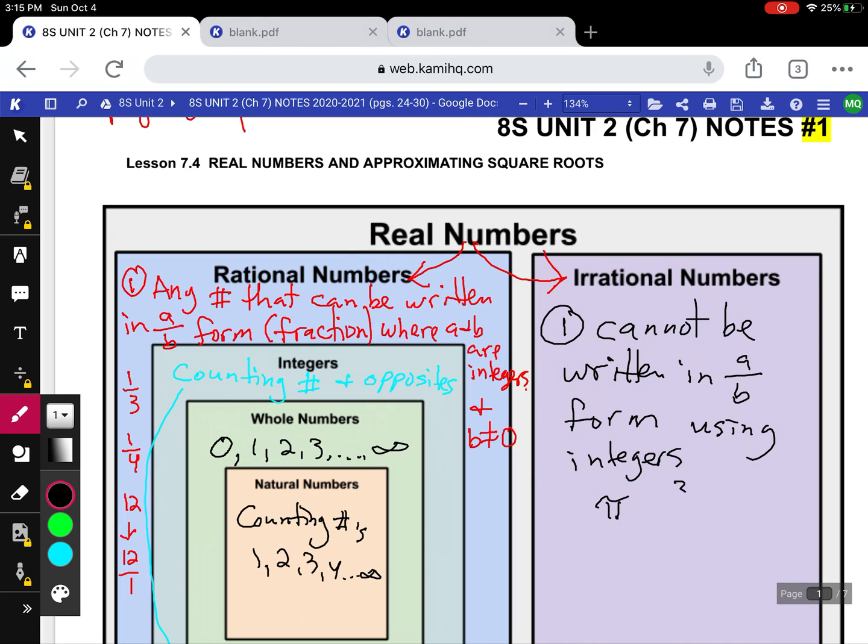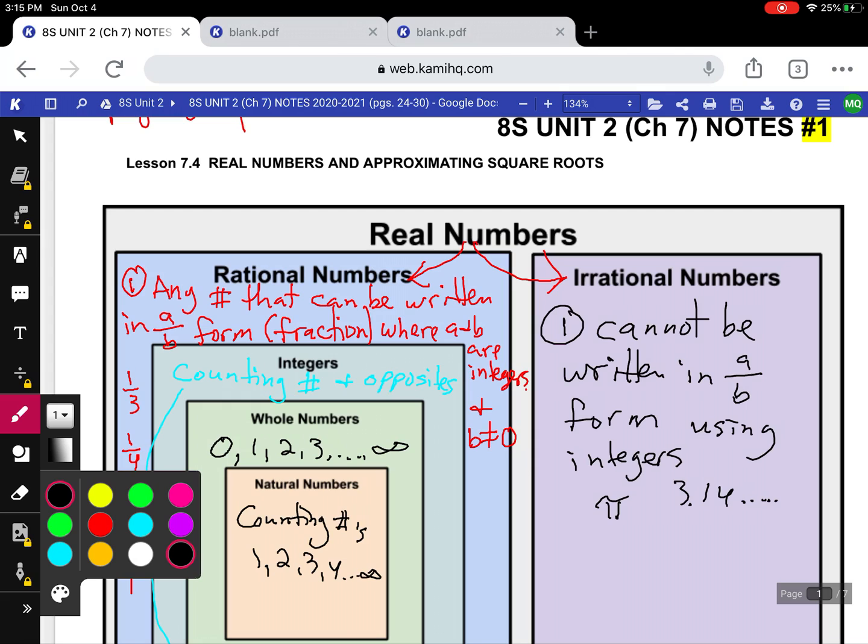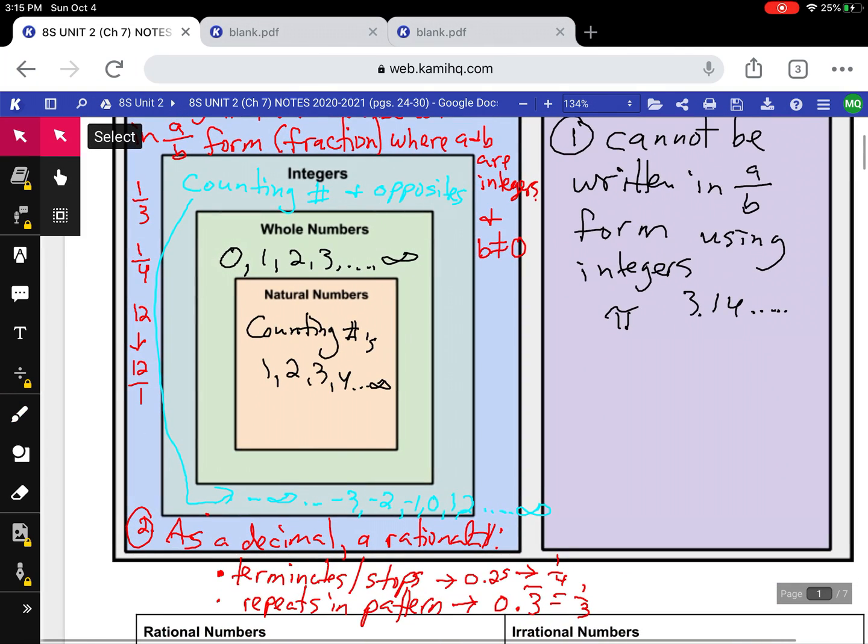Okay, so for example, pi. That equals 3.14 dot, dot, dot, dot, dot. It goes on forever, okay? That is not rational. That is actually irrational.